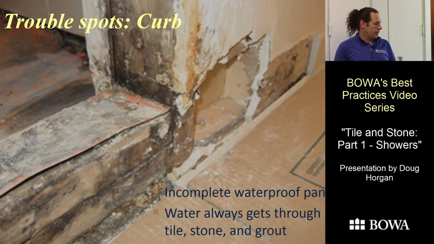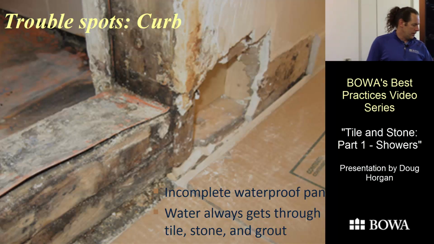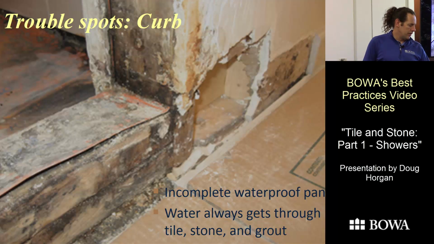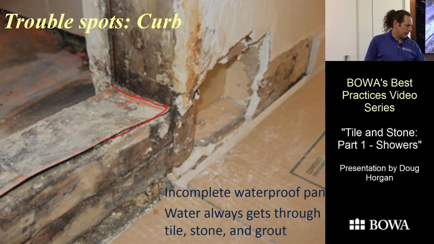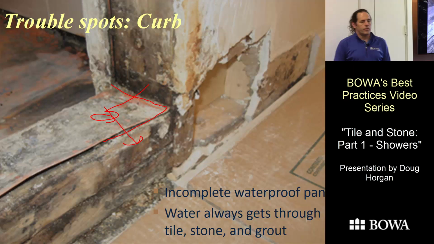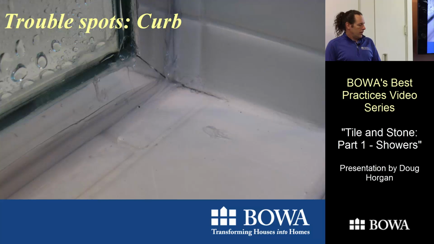All right, we have a curb, and the waterproofing material only came to the edge. Any water that got in here could easily get into the wood that way or that way. So if it's not complete, over the years, you can have a lot of water get out of the assembly and damage the materials around it.